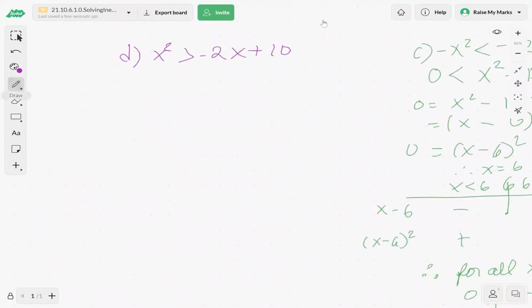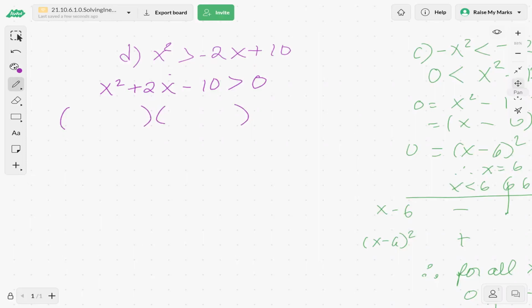Okay, so again, I'm going to move all the terms over to one side of the inequality. I'm going to choose the left-hand side because then this gives us a positive coefficient in front of the x squared. So x squared plus 2x minus 10 is greater than 0. I think we can factor this. Can we? I don't think we can. We can't factor this nicely.